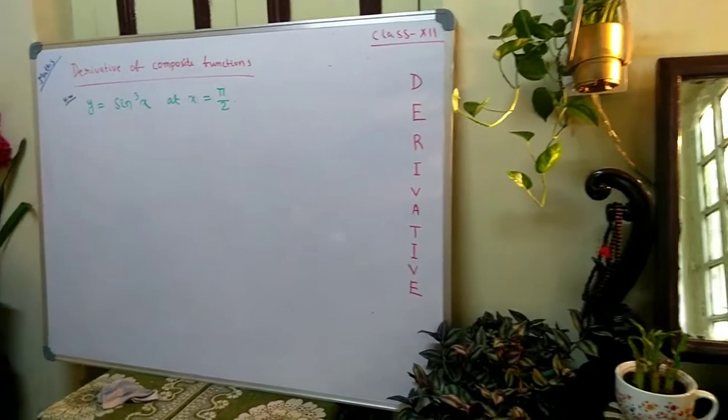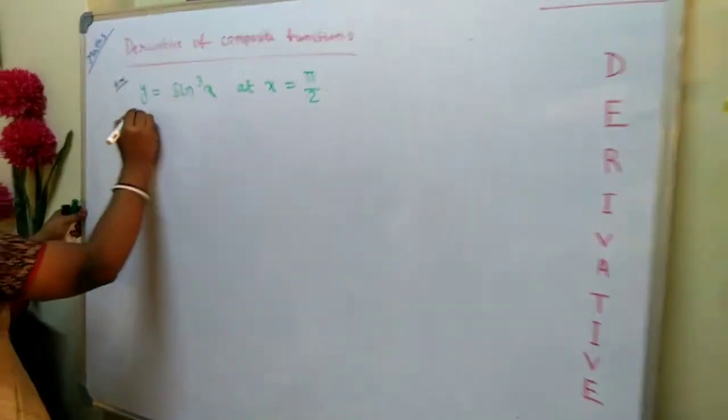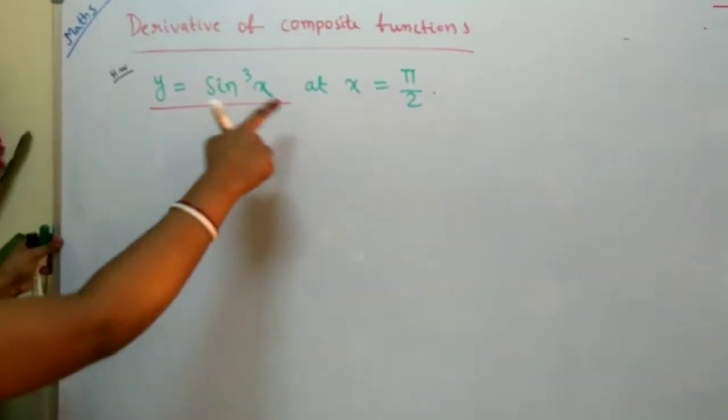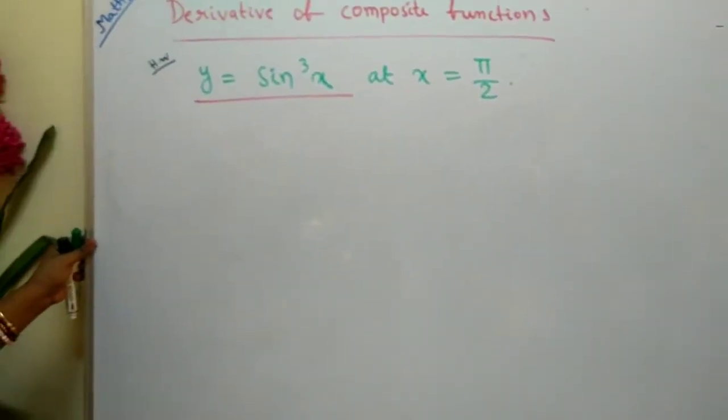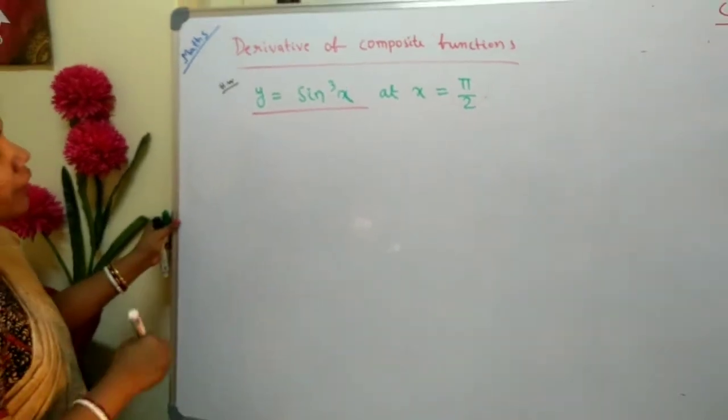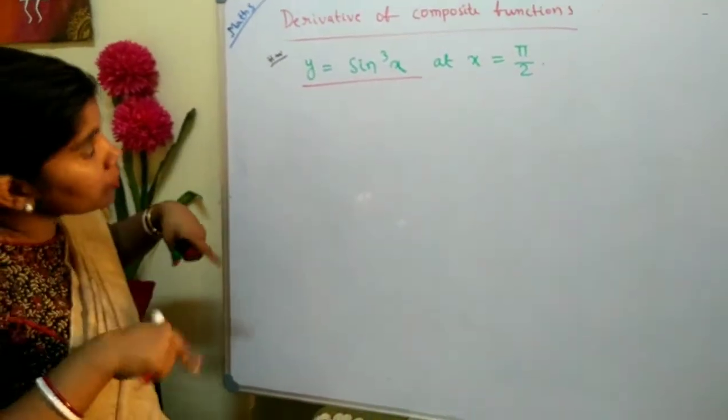Now I am giving you one homework. Y equal to sin cube x at x equal to pi by 2. You will do it at your home and you will write the answer in the comment box below.